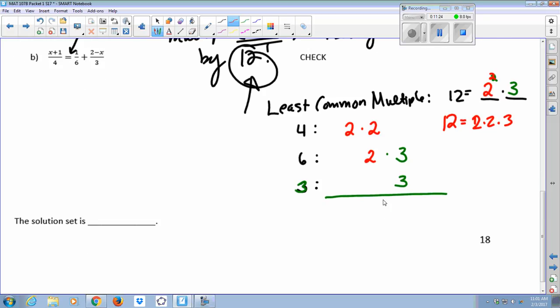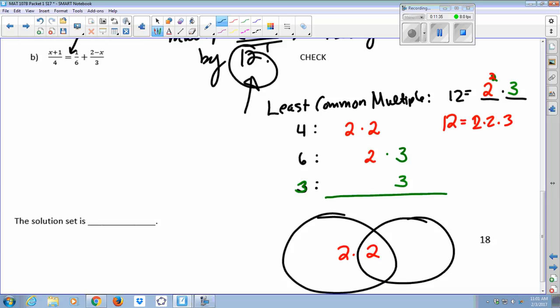The nice visual I like for this is the following. I take 4 and I write it as 2 times 2. I take 6 and I write it as, I borrow one of the 2's and I go like this. And then the 3 is there. The 3 is right here. It's in its own little orbit. Look what happens when you multiply across. You get that common multiple.